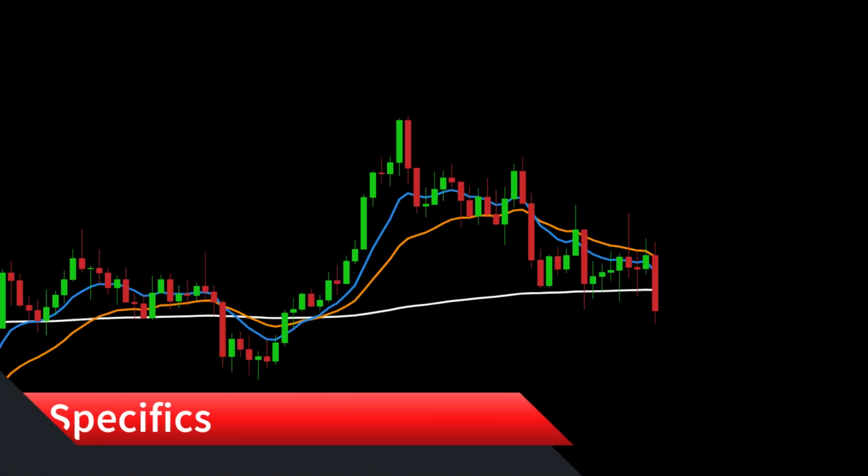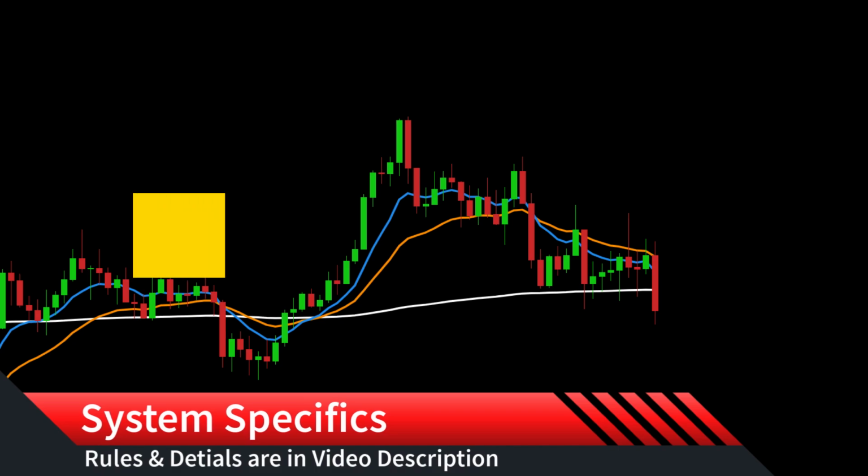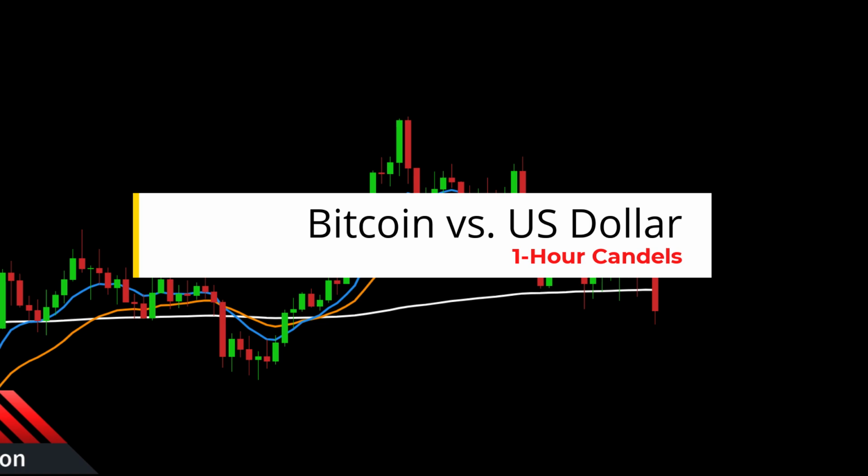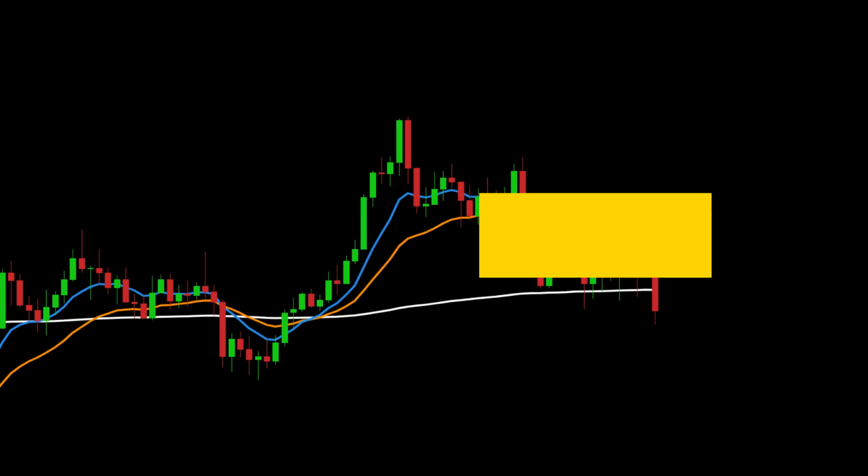Let's go over entry criteria and review some examples. As always, system rules and details are listed in the description below. This chart is Bitcoin versus the US dollar, 1 hour candles.